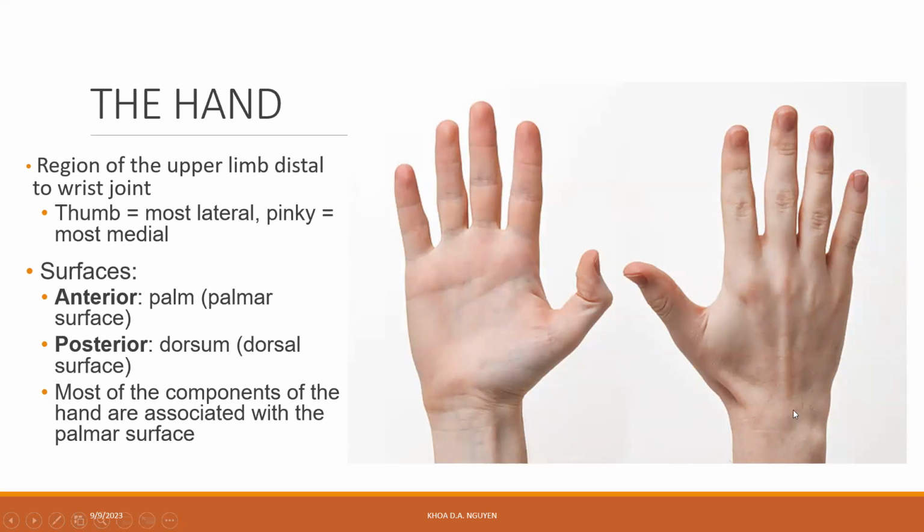Okay? Now, most of the components of the hand will be associated with this surface here, which is the palmar surface, which is also the anterior surface. The thumb is going to be most lateral, and due to its proximity with the radius over here, it's also called the radial side of the hand. And then you have the opposite, which is the medial side, also called the ulnar side of the hand, right here.